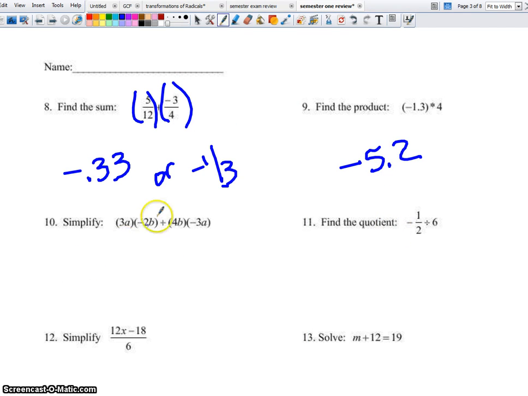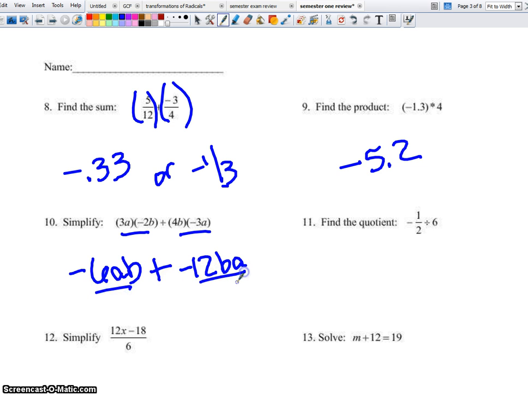Number 10, you're going to simplify. You're multiplying this and you're multiplying this. 3a times negative 2b. 3 times negative 2 is negative 6, bring your letters down, AB, plus 4B times negative 3A. 4 times negative 3 is a negative 12, BA. Now, AB and BA are the same thing, so you've got to combine these. Negative 6 plus a negative 12 is negative 18 AB for your final answer.